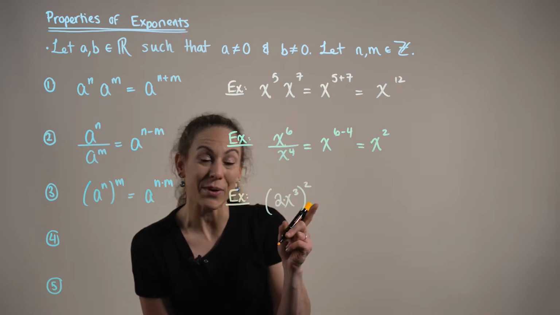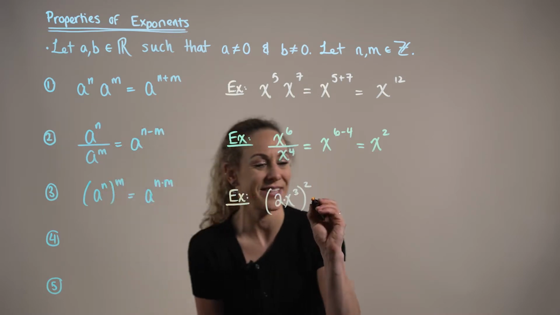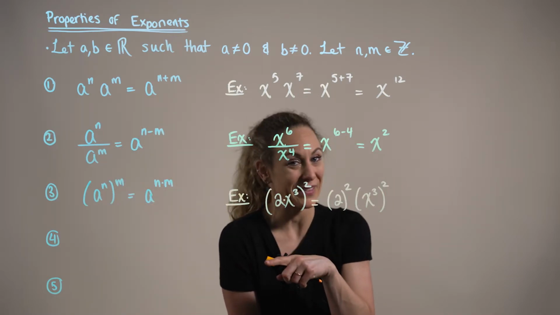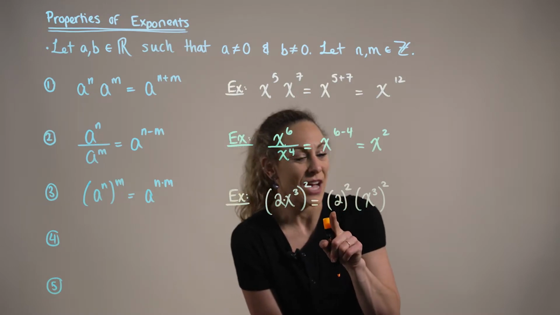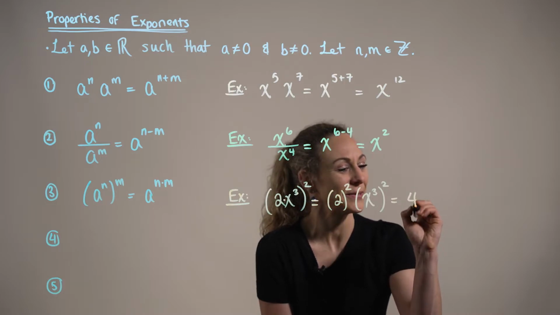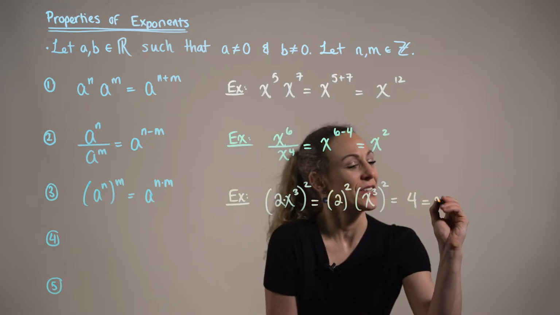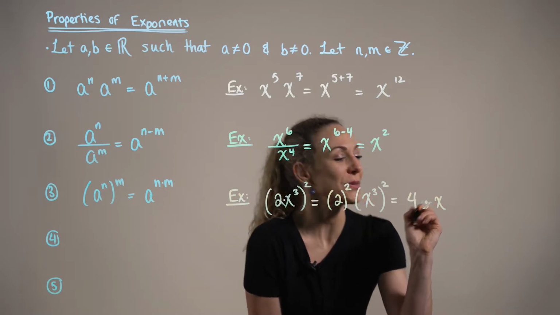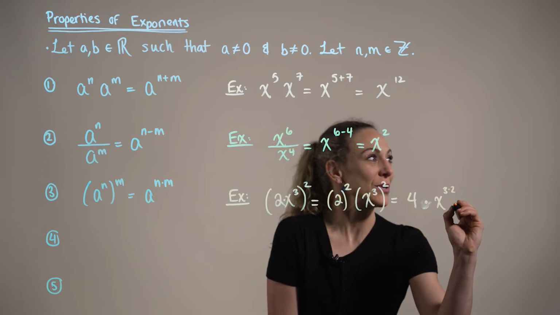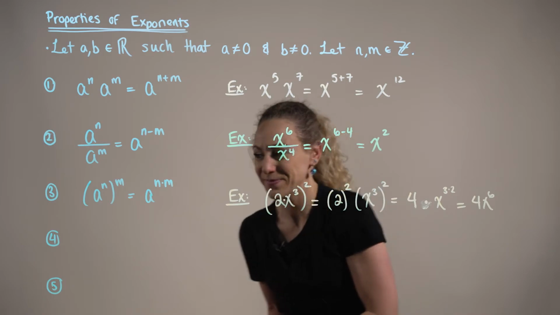So the first thing that we want to do is distribute the outer exponent through to both of our bases. Now that we have distributed the power through the parentheses, we're ready to simplify. We of course know that 2 squared leaves us with 2 times 2 or 4. And here we're going to multiply those exponents together. So we have 4 times x to the 3 times 2, which is going to leave us with 4 times x to the 6th power.